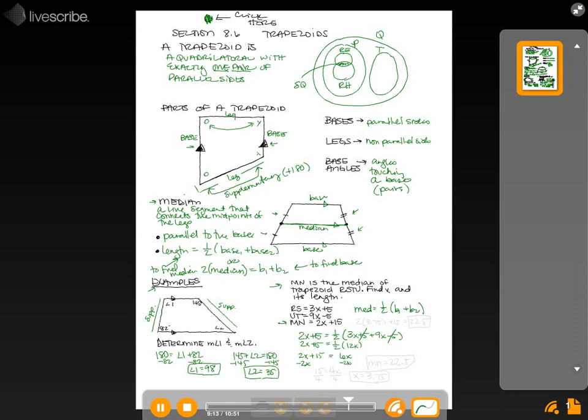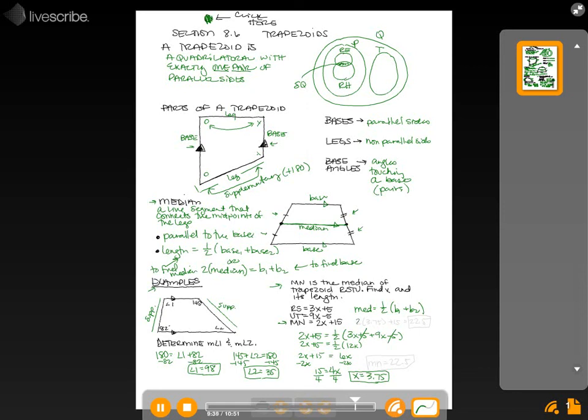Subtract 2x from both sides. 15 equals 6x minus 2x is 4x. Divide both sides by 4. We're going to make this into a decimal. So 15 divided by 4 ends up being 3.75. Now there's x. It also wants to know what the median is. So we have to take that and plug it back in.